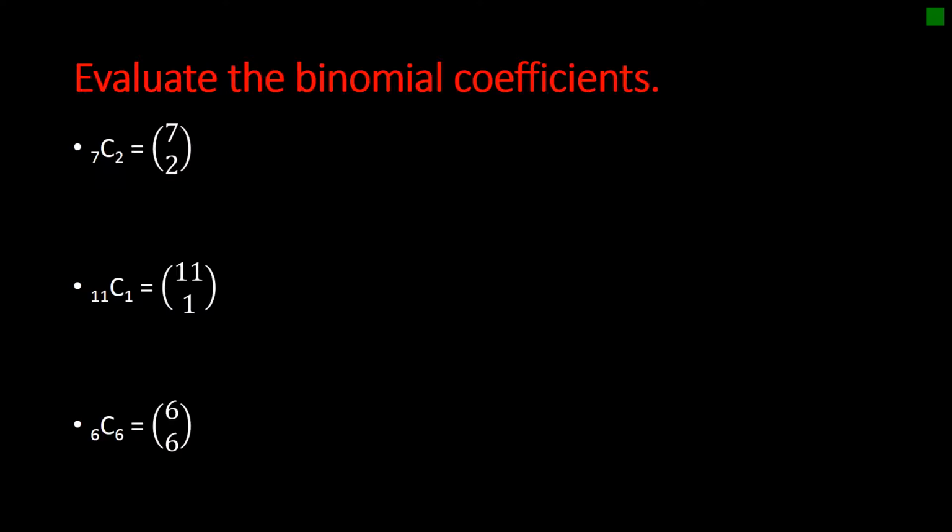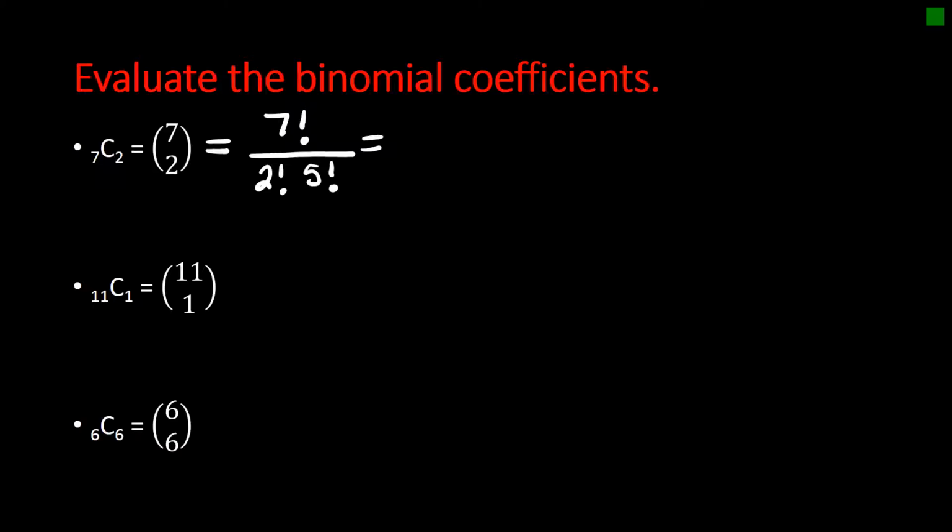So let's look at a few examples. We want to evaluate these binomial coefficients. The first one is 7 combining 2, or 7 above 2. So you can learn how to put that in your calculator, or if you want to use the formula, we're going to use the formula here. It's going to be 7 factorial divided by 2 factorial, and then we're going to do n minus r. So 7 minus 2 is 5 factorial.